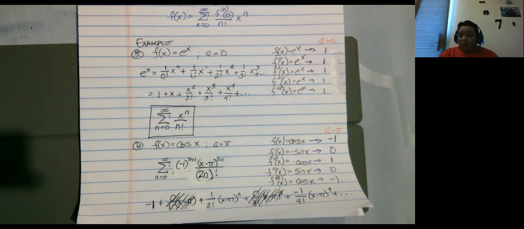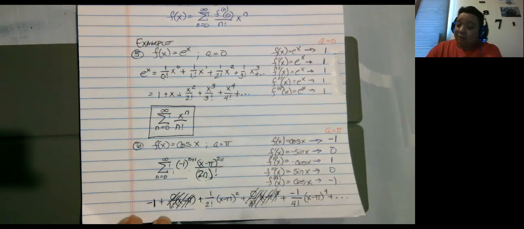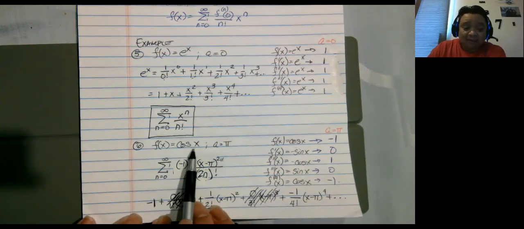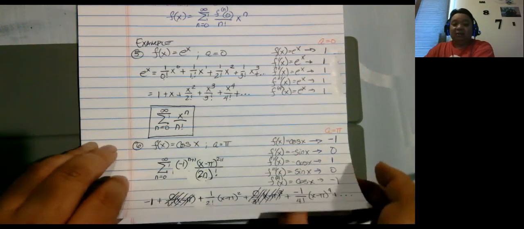So I want you to try this again, okay? I want you to try exactly the same thing, cosine x, but the center is at pi over 2 instead of pi, okay? So let me go ahead and write it over here. So I think this is example number 7. So our f of x is equal to cosine x, where the center is pi over 2.